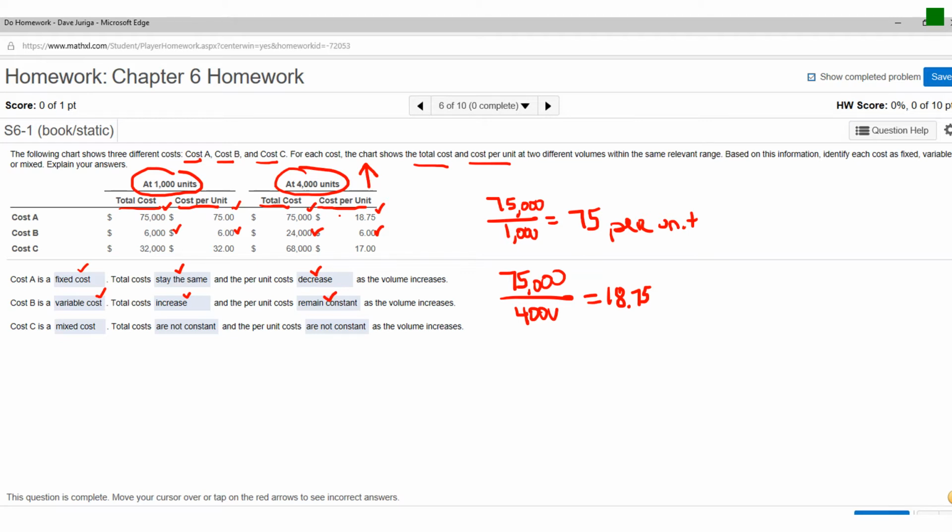Now, cost C, let's look at the total cost. You've got 32,000 and then 68,000. So right away, we know it's not fixed. It's possibly variable or mixed. So the key will be looking at the per unit. So $32, and then, oh, there we go, 17, it changed. So because the 32 did not stay the same, this is going to be the characteristic of a mixed cost. So cost C is mixed: the total costs are not constant, and the per unit costs are also not constant.